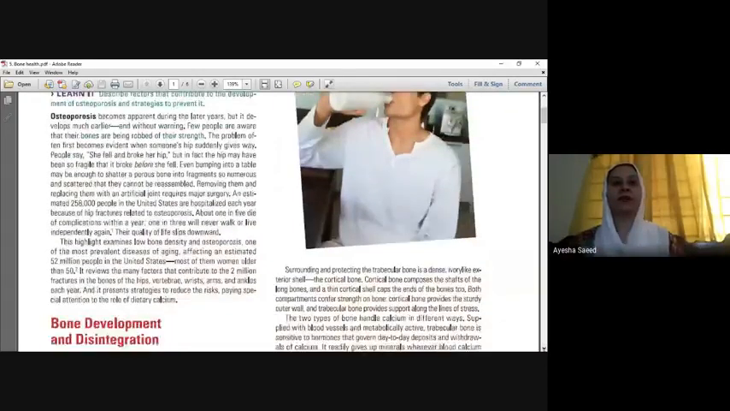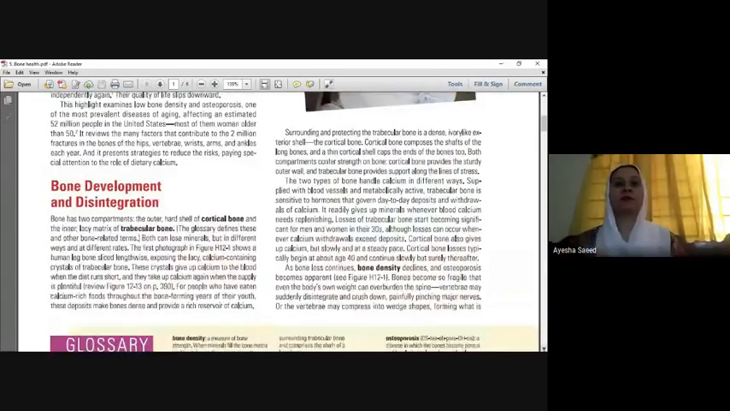Surrounding and protecting the trabecular bone is a dense ivory like exterior shell, the cortical bone. Cortical bone composes the shafts of the long bones, and a thin cortical shell caps the ends of the bones too. So, cortical bone is all around the bones, but it is thinner at the end of the bone where it is adhered to the joint and where the other bone starts. Both compartments confer strength on bone. Cortical bone provides a sturdy outer wall, and trabecular bone provides support along lines of stress.